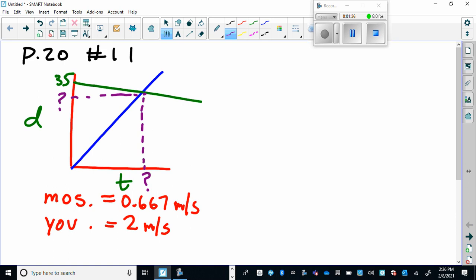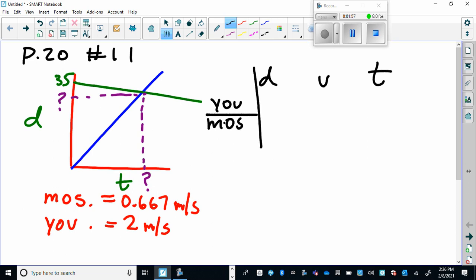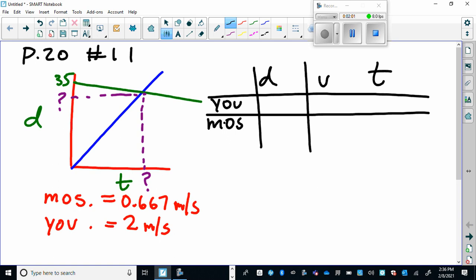So there's your sketch. Once you've got your sketch, it's going to give you a lot of clues to solving this problem. So it's really important that you do a sketch for all of these problems. And then we're going to do it the same way that we did number 12, with the DVT graph. We have you, we have the mosquito, and you just have to be very careful about the signs in this one, positives and negatives.